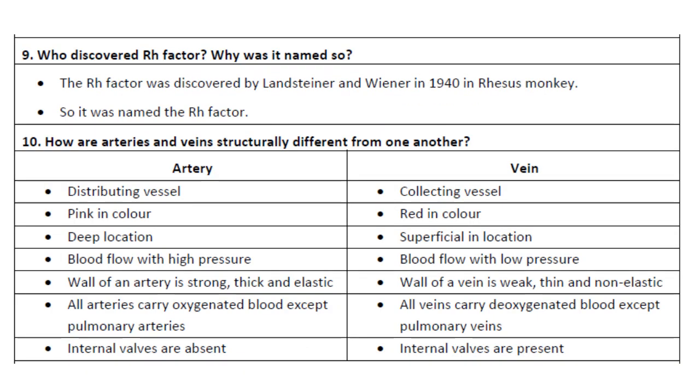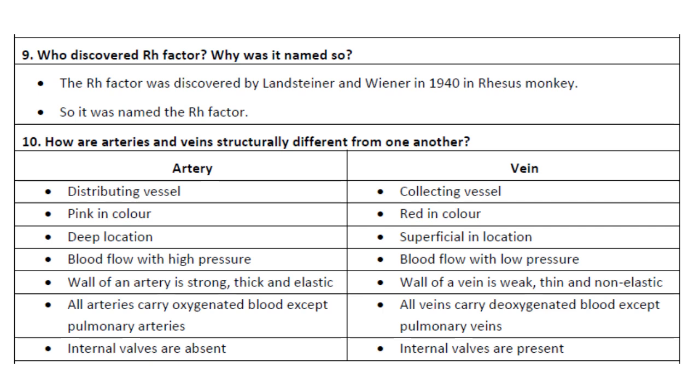Who discovered the RH factor? Why was it named so? The RH factor was discovered by Landsteiner and Wiener in 1940 in the rhesus monkey. Hence named the RH factor. How are arteries and veins structurally different from one another?